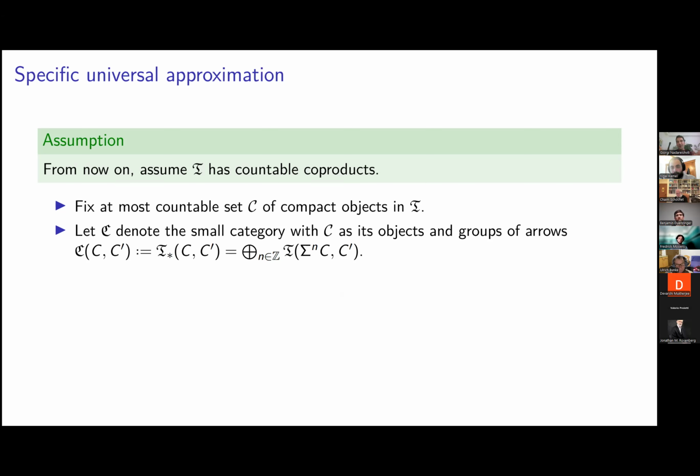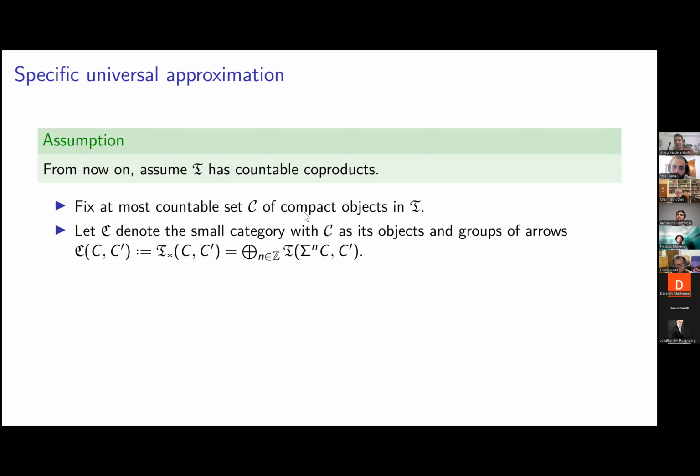So from now on, I really want to specialize to KK. So I'm assuming things that are true in KK. I'm assuming that my triangulated category has countable coproducts, right? So from now on, I assume this always. Now I have my T and I want to build this universal approximation. How do I do this? One of the ways is I fix an at most countable set C of compact objects in T.